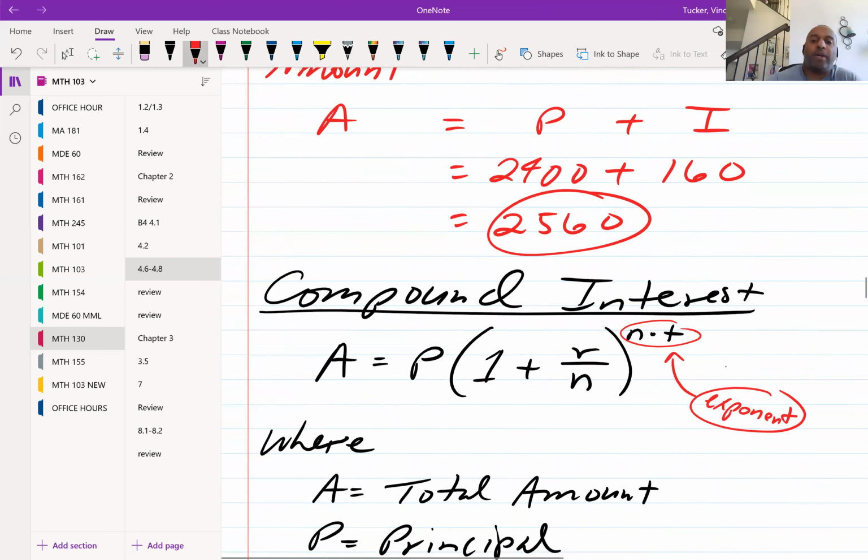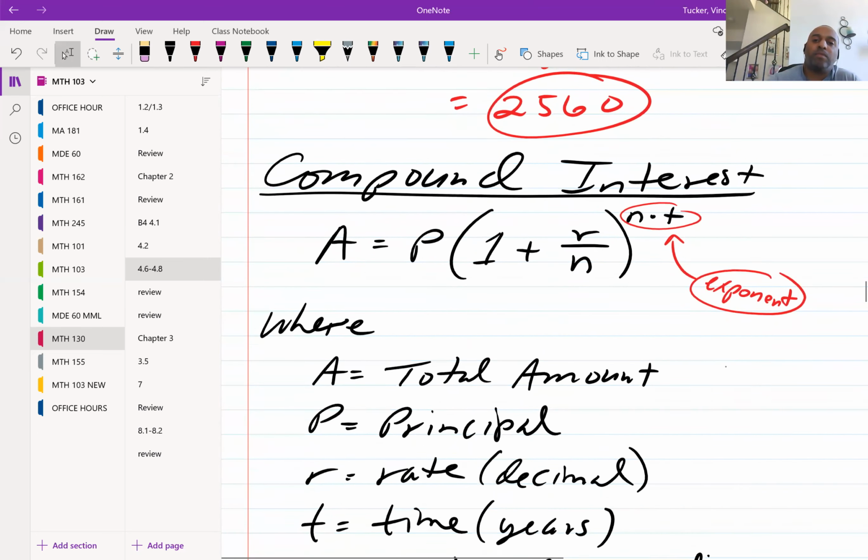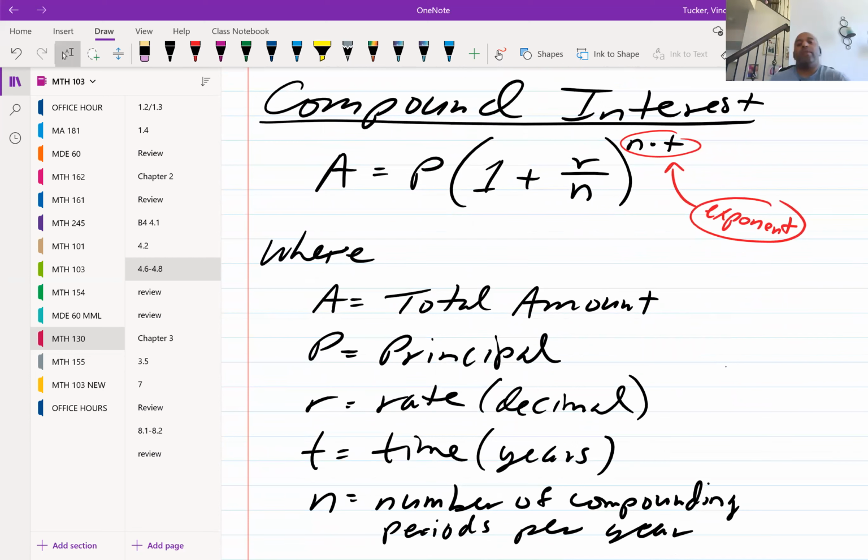So compound interest. We have A equal to P times 1 plus R over N, all raised to the N times T. Same one, yep. This one did simple interest and compound interest. And that N times T is an exponent. N times T is an exponent. So A is your total amount or future amount, depends on what the book calls it. But it's your total amount earned or total amount that's owed after a certain amount of time.